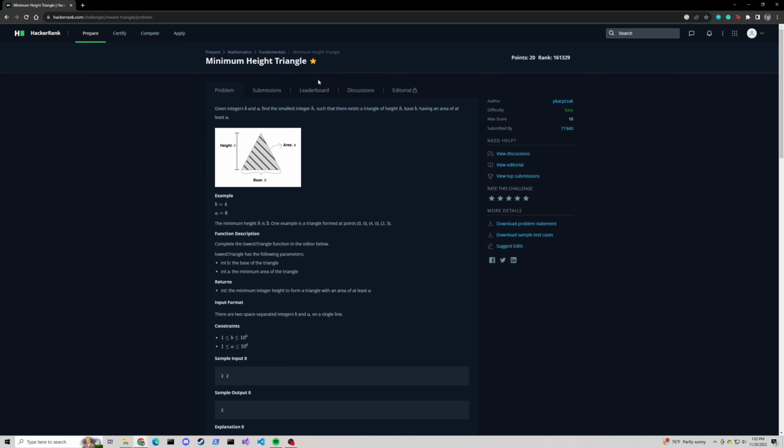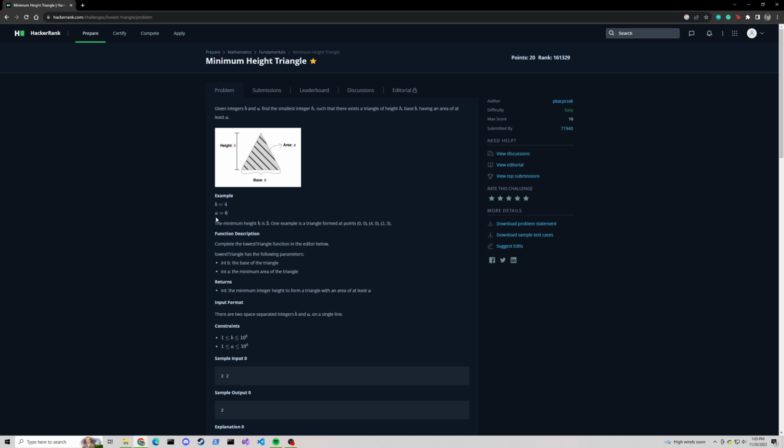Okay, minimum height triangle. So we have integers b and a. So b is the base, a is the area. Find the smallest integer h such that there exists a triangle of height h and base b, having an area of at least a. At least a. That means we need to round up. At least a. It can be higher than a, but it can't be lower. And because it's integers, okay, I see.